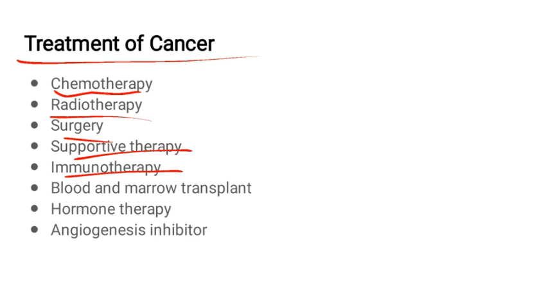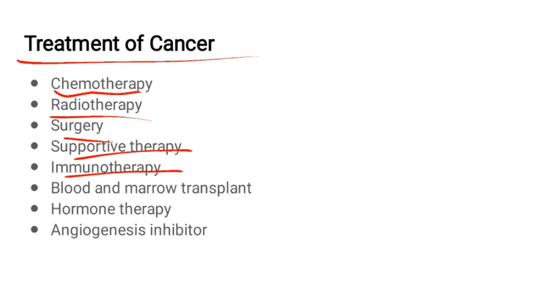And blood and marrow transplant. This is done when a high dosage of chemotherapy and radiotherapy destroys the person's bone marrow's ability to produce blood cells. In this case, a blood and bone marrow transplant can help replace the bone marrow stem cells which can produce blood cells.